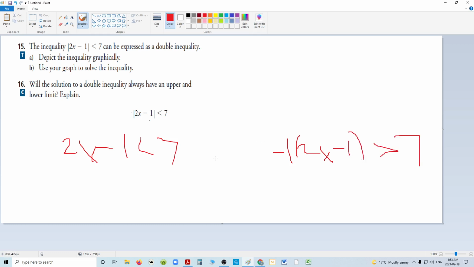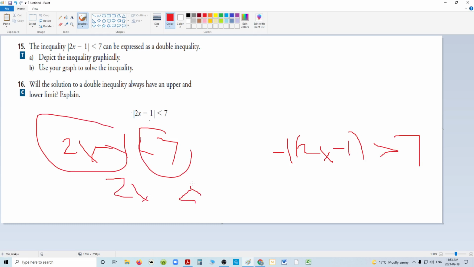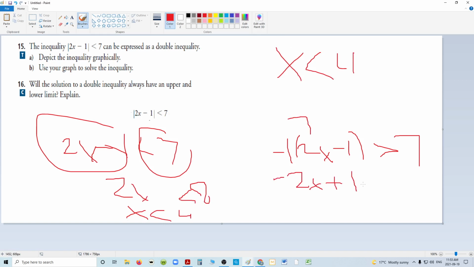Now let's see if that's true. So over here, when I do 2x minus 1 smaller than 7, I get 2x smaller than 8, when x is smaller than 4. So x is smaller than 4. And over here, when I multiply it, I get minus 2x plus 1 bigger than 7. When is minus 2x bigger than 6? When x is bigger or smaller than minus 3. Now, right there I did something wrong.